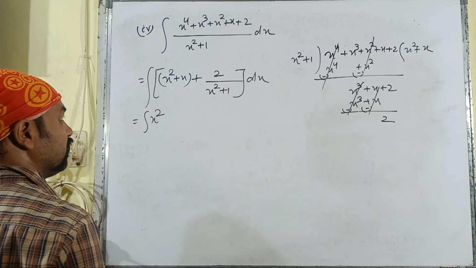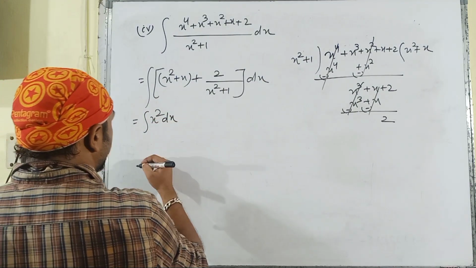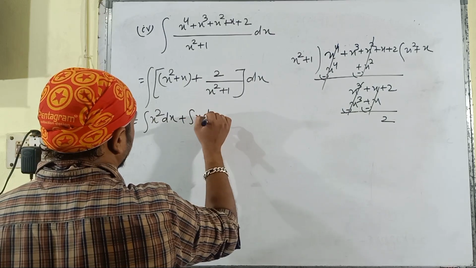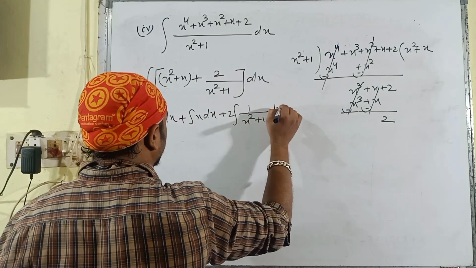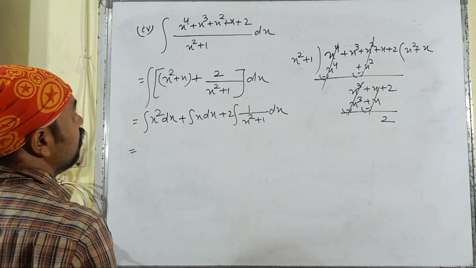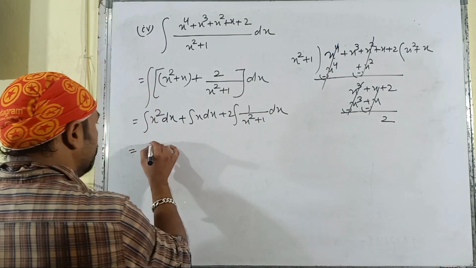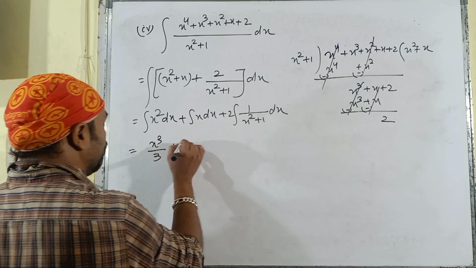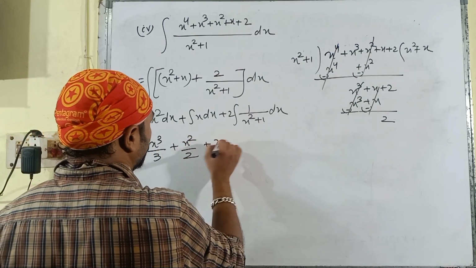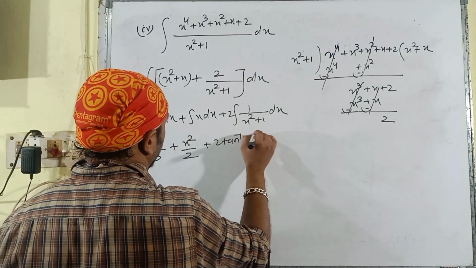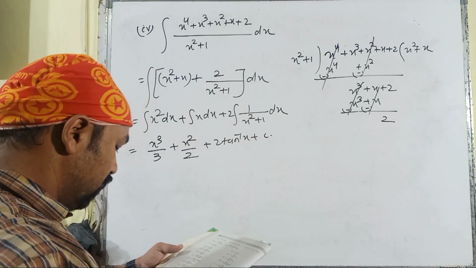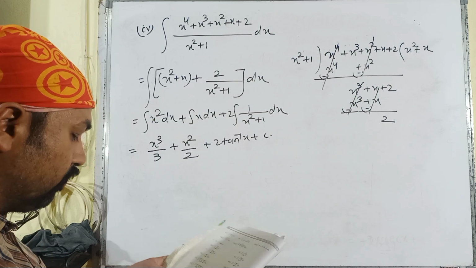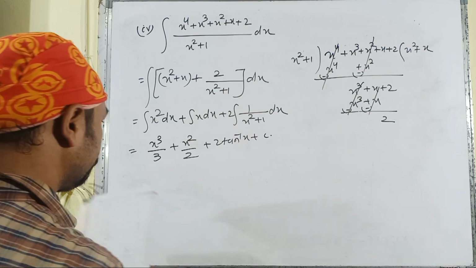Then by applying the algebra of integration, integral x square dx plus integral of x dx plus 2 multiplied with integral of 1 over x square plus 1 dx, then it will be x cube by 3 plus x square by 2 plus 2 tan inverse x plus any constant c. And here is the complete solution for the fourth bit of number 4.